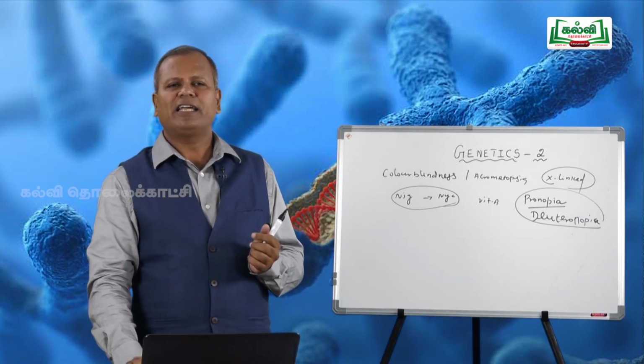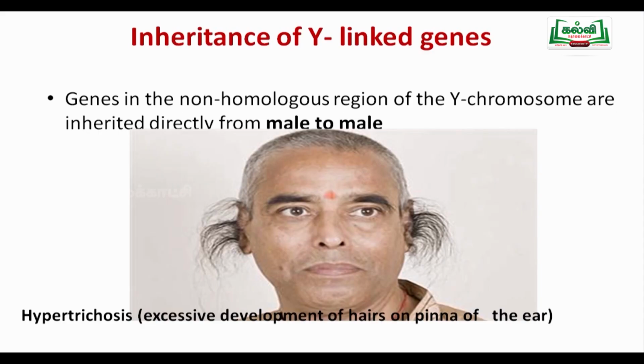Then next is inheritance of Y-linked characters, the holandric genes. The best example is hypertrichosis, excessive development of hair, and pinna of the ear hair. It's a very good example for Y-linked inheritance. Y-linked genes, the holandric genes, are common in certain families.